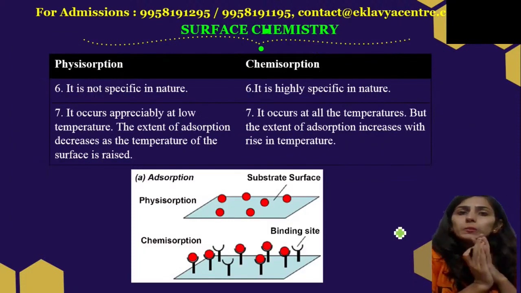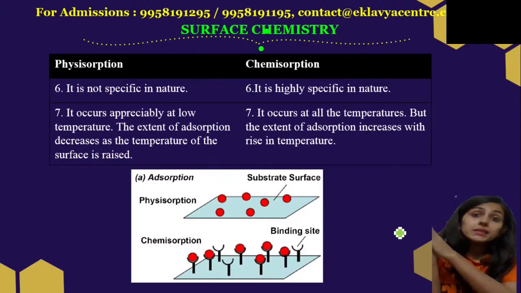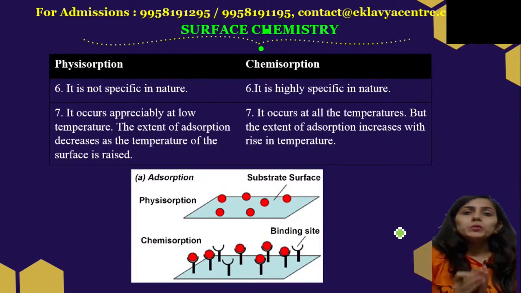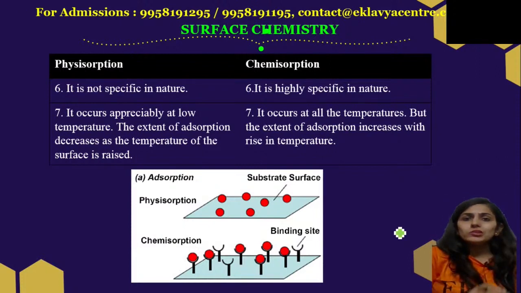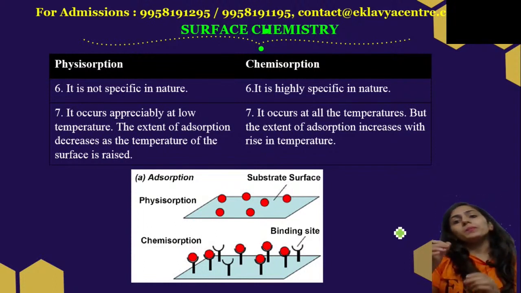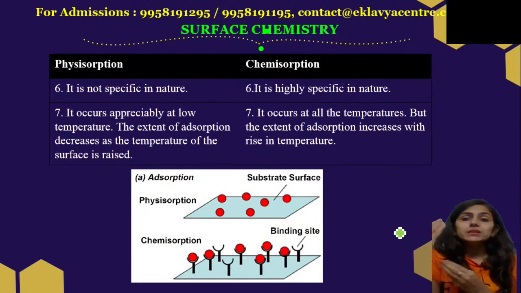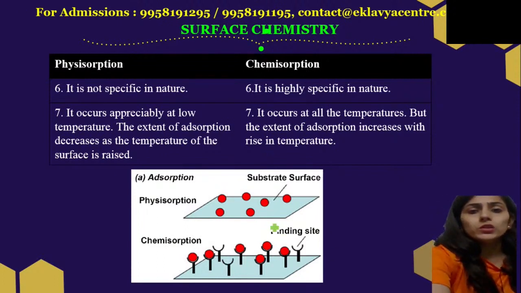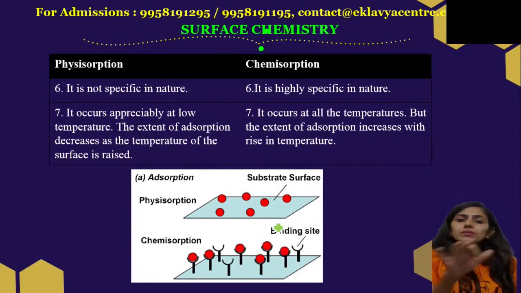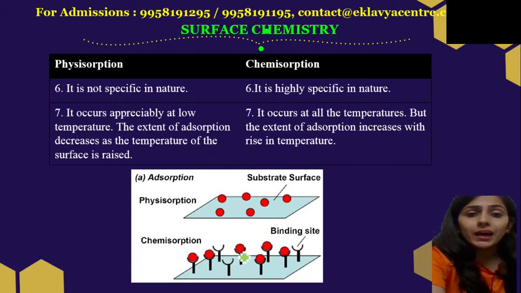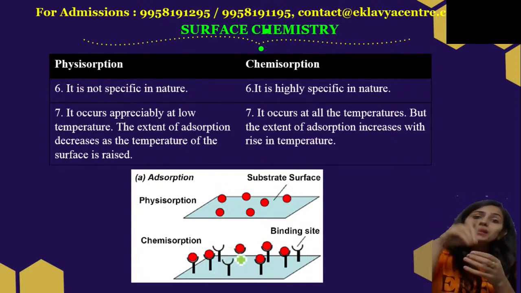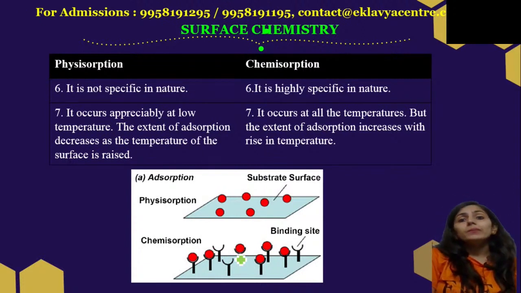Next, physisorption is not specific in nature, but chemisorption is highly specific. We'll get to know more about it when we go through the examples. Physisorption occurs appreciably at low temperatures, and as we increase the temperature, the extent of adsorption decreases. But chemisorption occurs at all temperatures, and the extent actually increases with increase in temperature. So physisorption is just on the surface. But chemisorption, as it's highly specific in nature, has binding sites, and on the binding sites the adsorbate particles get adsorbed.